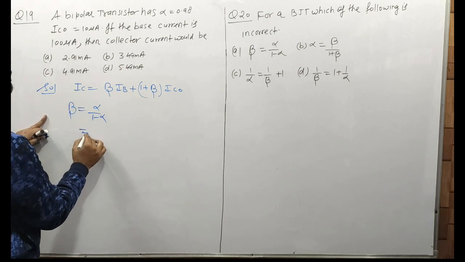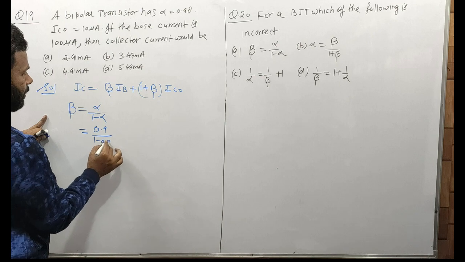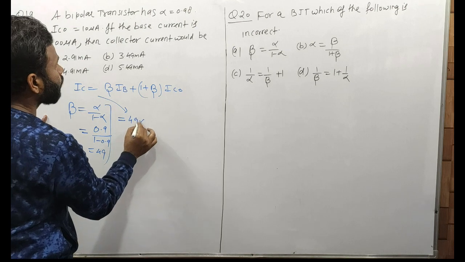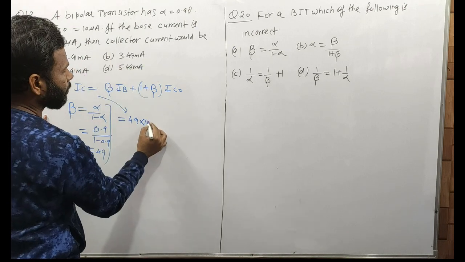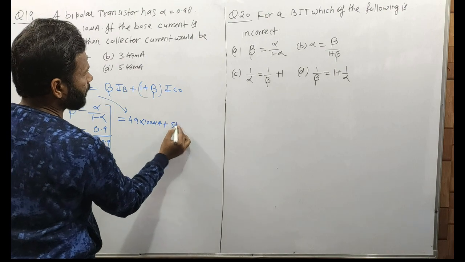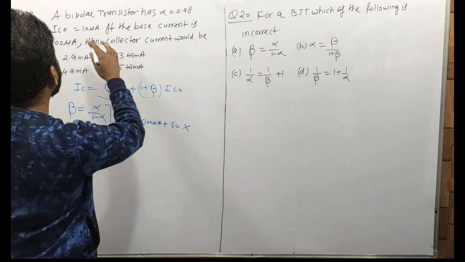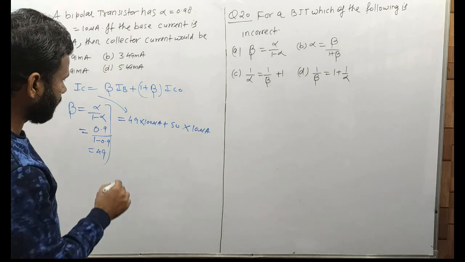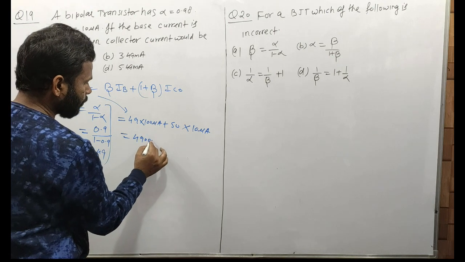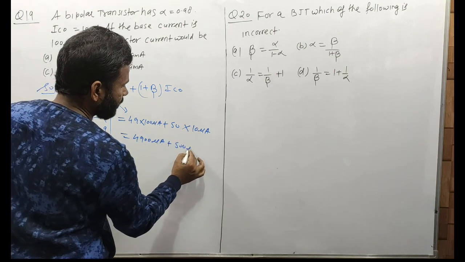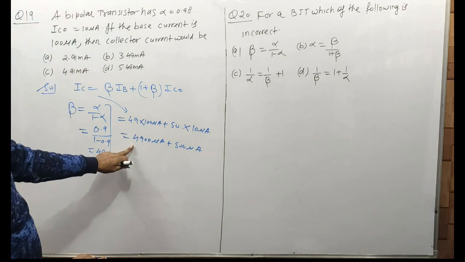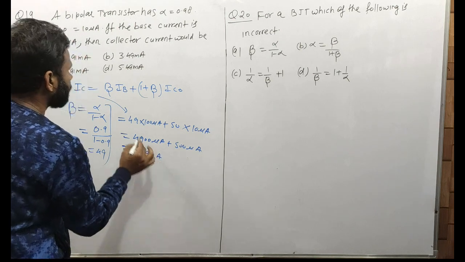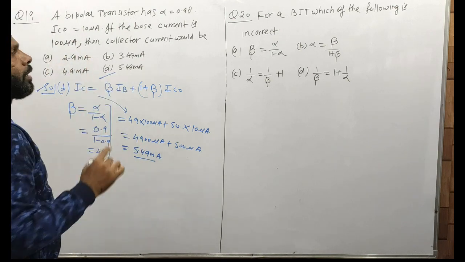When you put this value, alpha is how much? 0.98, 1 minus 0.98, and it comes out to be 49. So just put here 49 into IB is how much? IB is 100 microampere plus 50, that is 1 plus 49, 50 into how much? 10 microampere. Clear है यहाँ तक? So 49000 microampere plus 500 microampere. So if you add up this, then you get 5.49 milliampere. तो इस क्वेश्चन का जो आंसर करेक्ट होगा वो डी करेक्ट होगा.